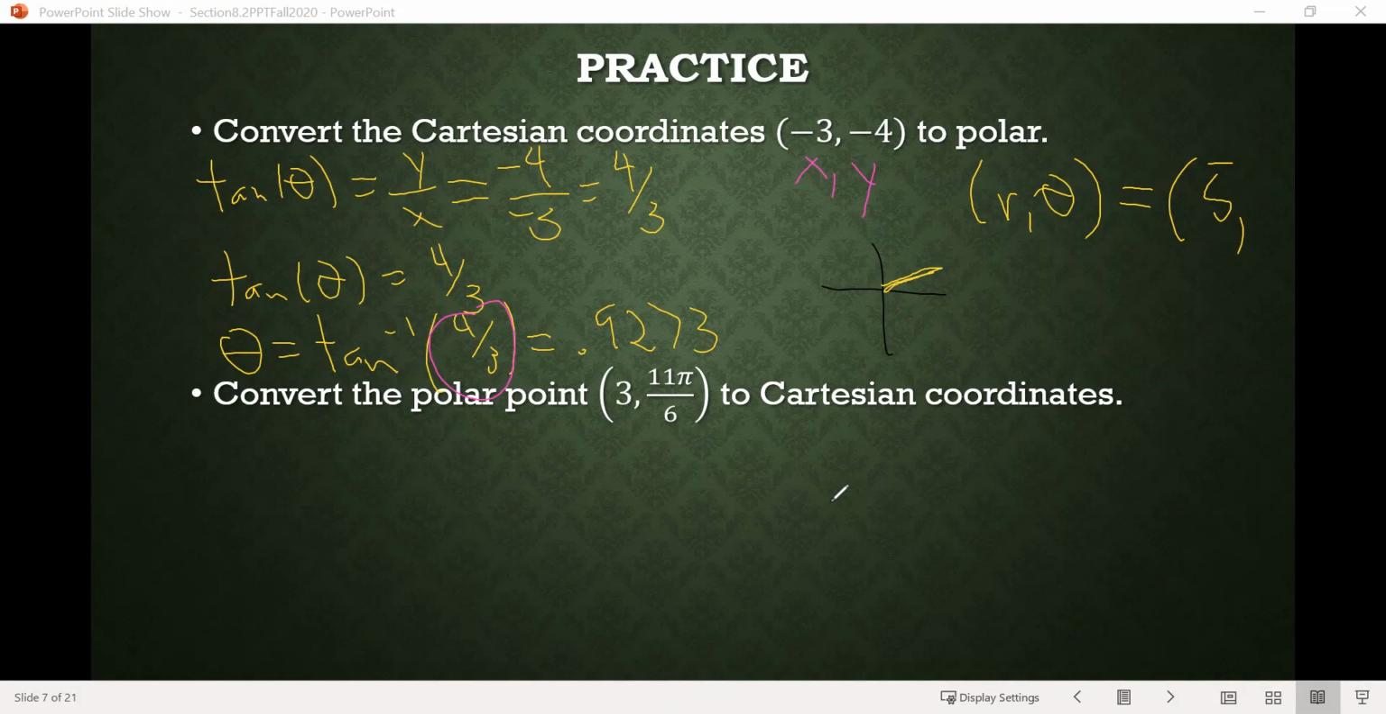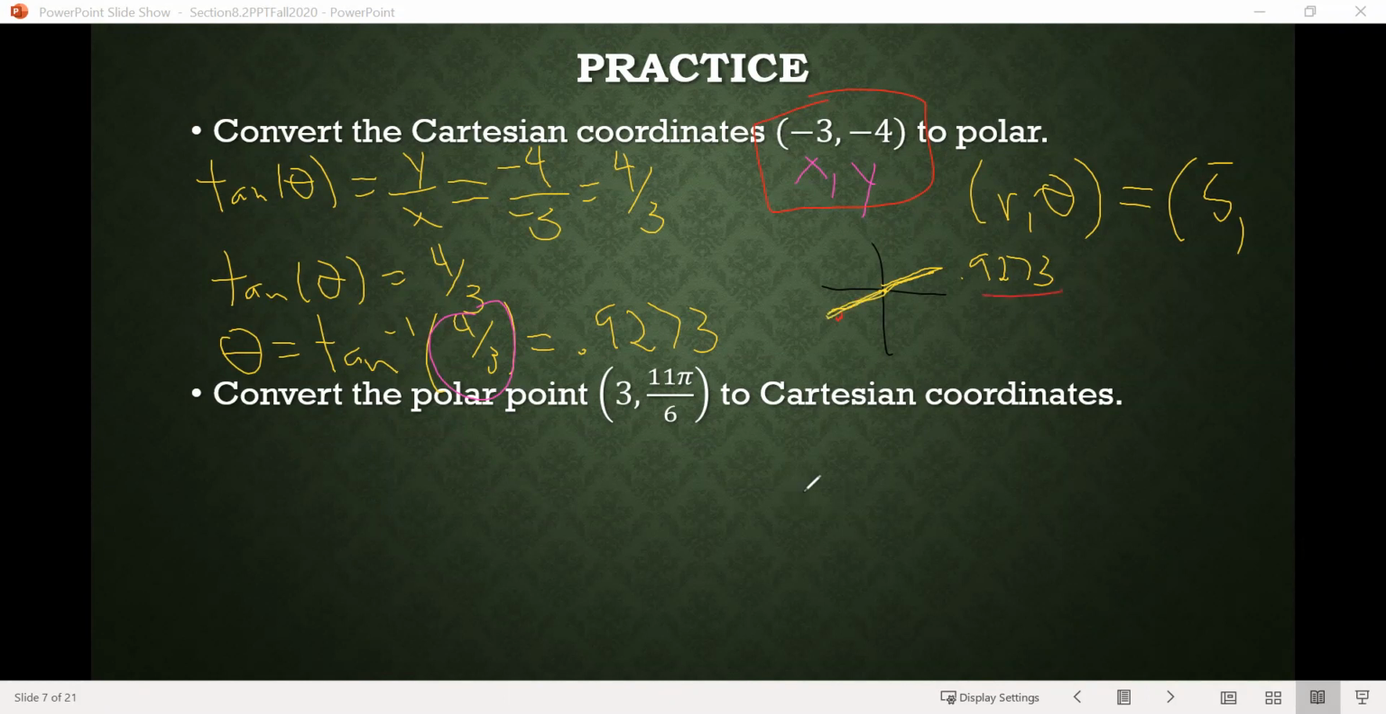However, actually, let me label that. Think about where the point -3, -4 is. Well, that means go to the left 3 units on the horizontal axis and then down 4 units on the vertical axis, which then means that our point here is actually down in the third quadrant, which hopefully makes sense because that's also a place where tangent is positive.